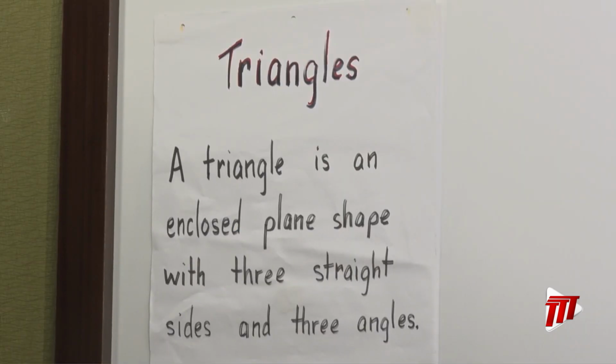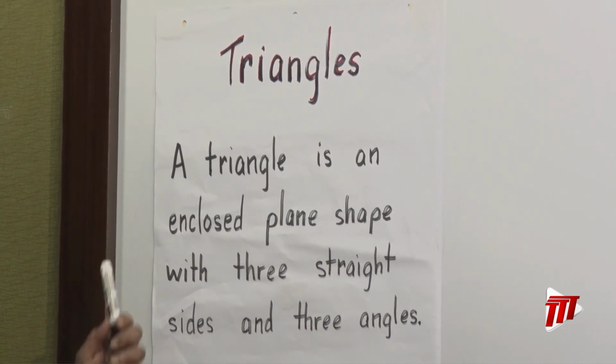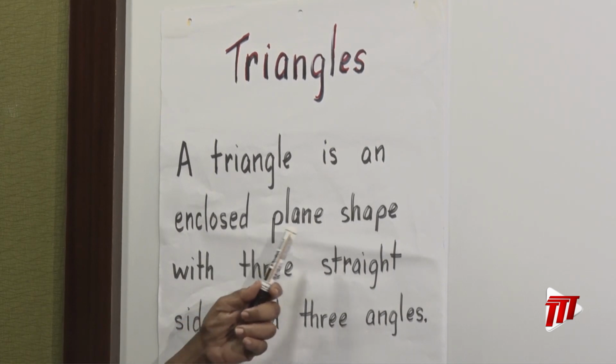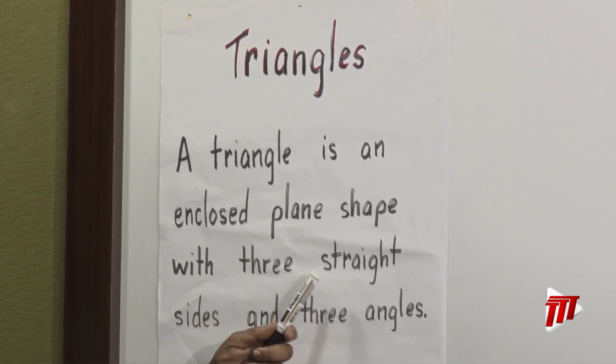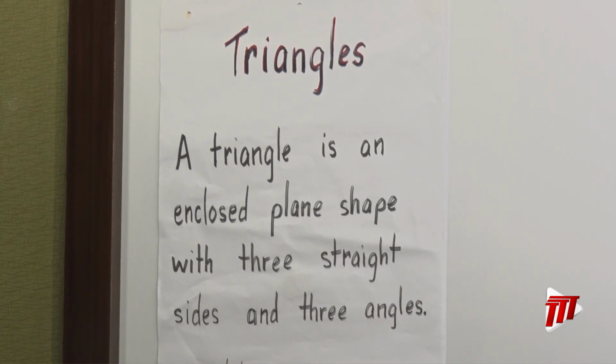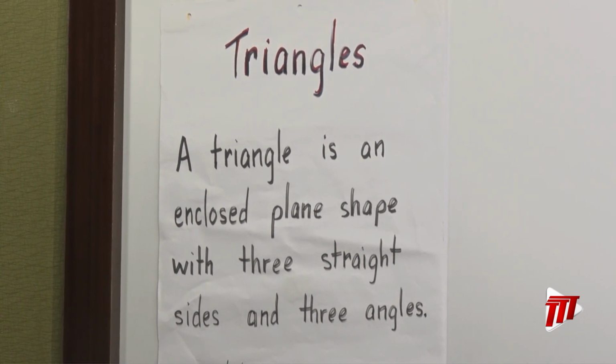So let's see what we have for a triangle. Read along with me. A triangle is an enclosed plane shape with three straight sides and three angles. Let's read that again. A triangle is an enclosed plane shape with three straight sides and three angles.